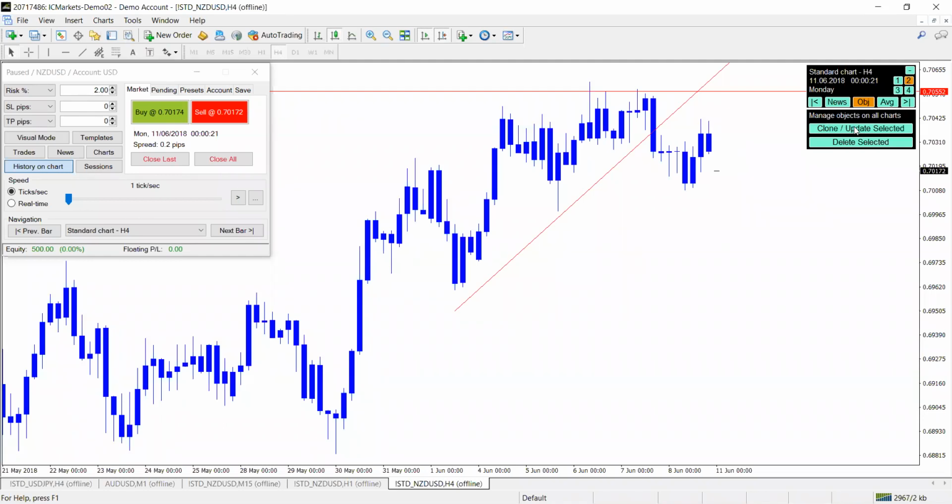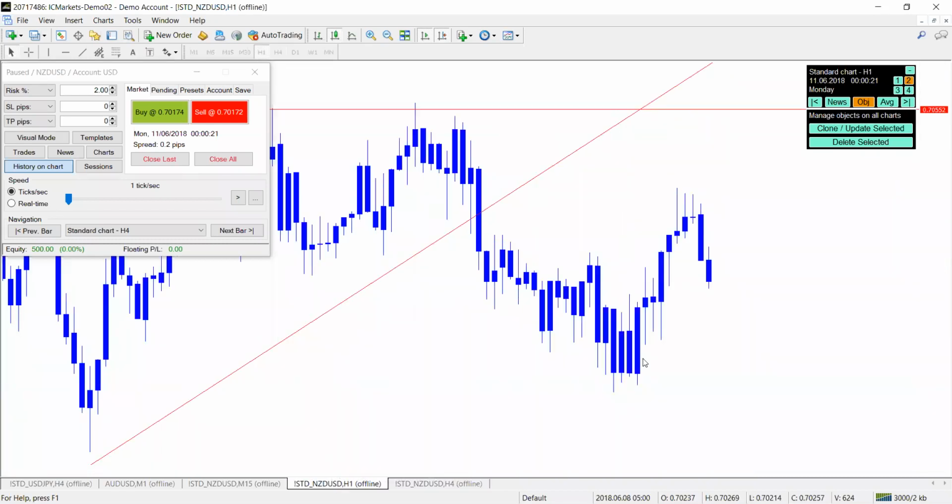Clone? So clone to go to 1 hour time frame. Double click, and then you see the bubbles on the end, and then clone. Then you go down to the bottom. You see 1 hour and 15 minutes. Okay, so I'll go to 1 hour.